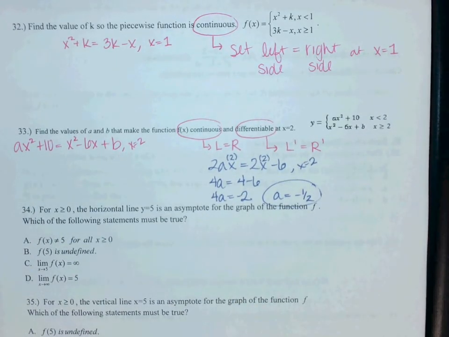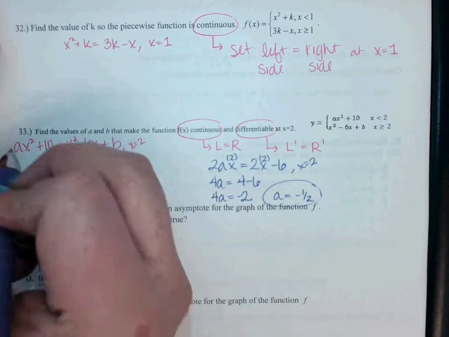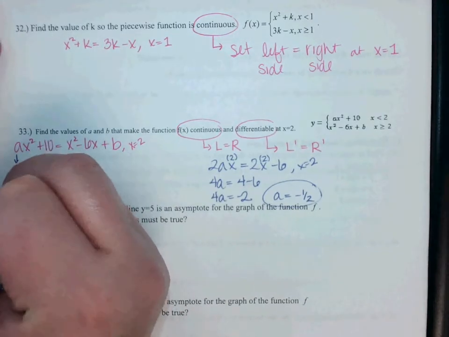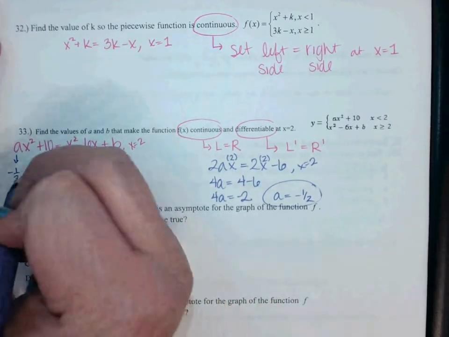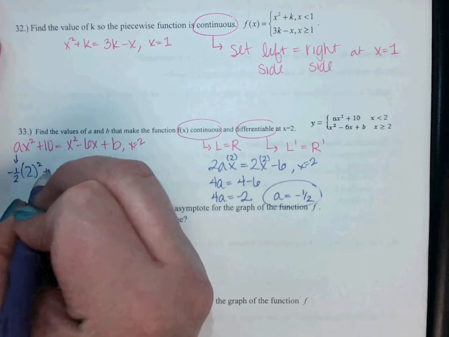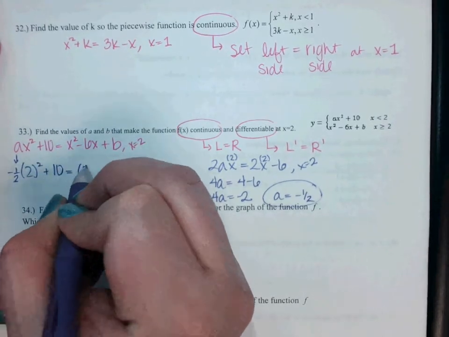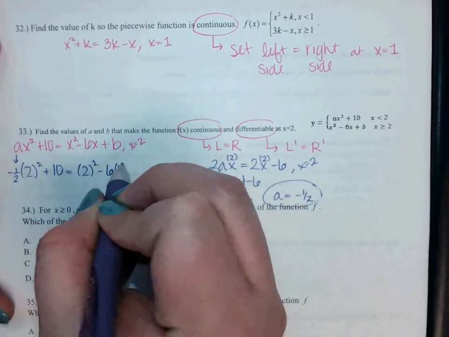Other side, now I know what a is. I know what x is. Well, then b is going to be the only item I don't have. So I'll have negative a half, my x is a 2 squared plus 10. Then I'll have a 2 squared minus 6 times 2 plus b.